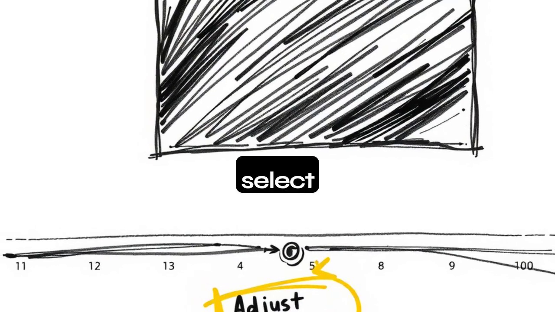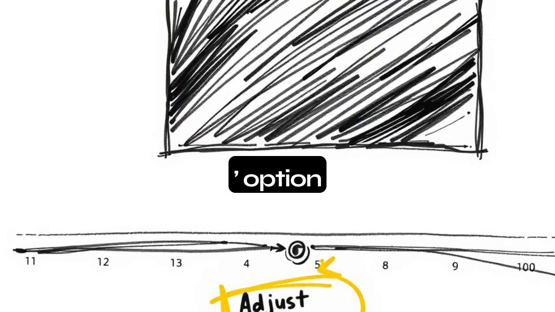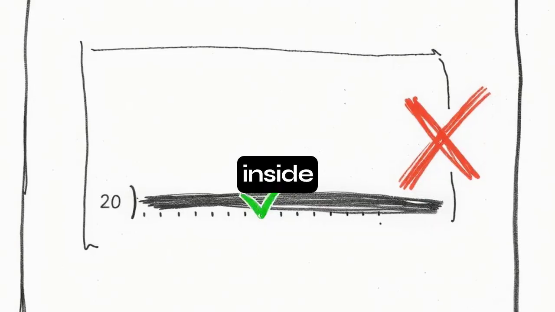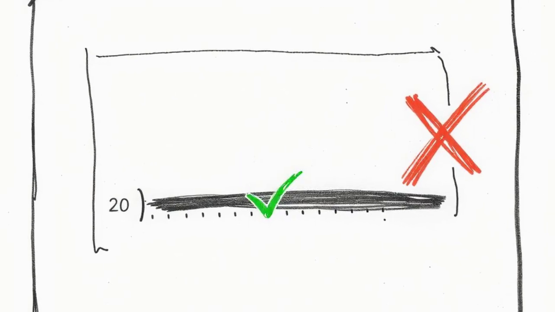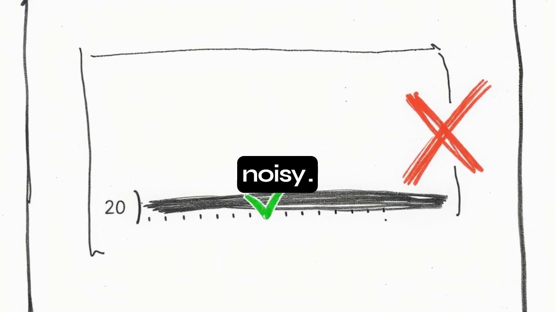Tap on your video clip to select it, then look for the Adjust or Enhance option in the bottom toolbar. Inside Adjust, increase Sharpen a little, usually between 10 and 30 is enough. Don't push it too high or it'll look noisy.